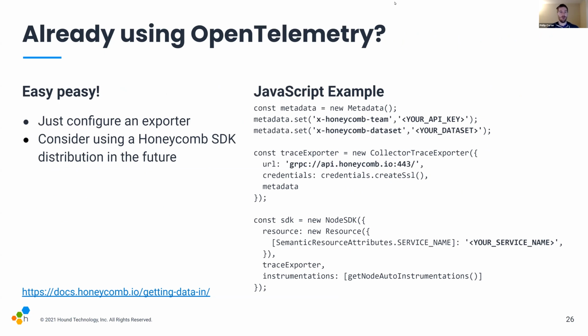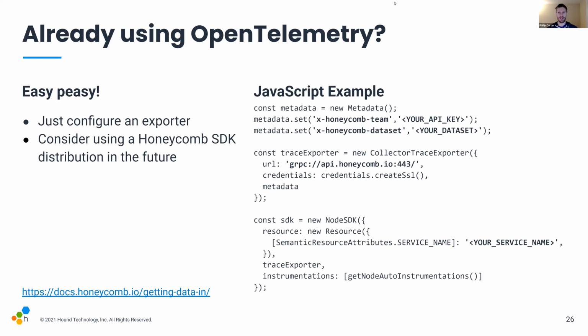So if you're already using OpenTelemetry, it's super easy, right? You just need to modify whatever exporter you already have in code. And then you may want to consider using a Honeycomb SDK distribution in the future. But if you're already getting a bunch of value with this right now, then that's totally great. Whatever config you're using, in this case I have JavaScript right here, I've bolded some of the things that you may want to change. And again, it's just the endpoint, API key, and dataset, and in this case also the service name, that's right.